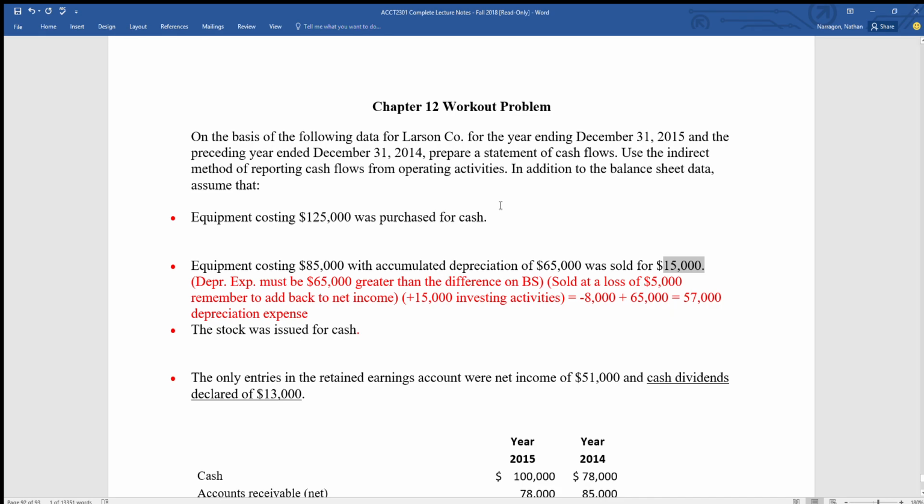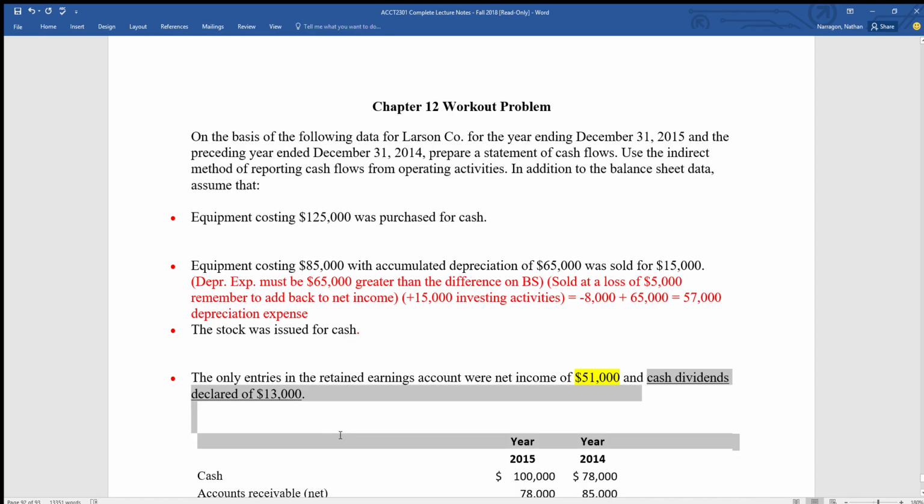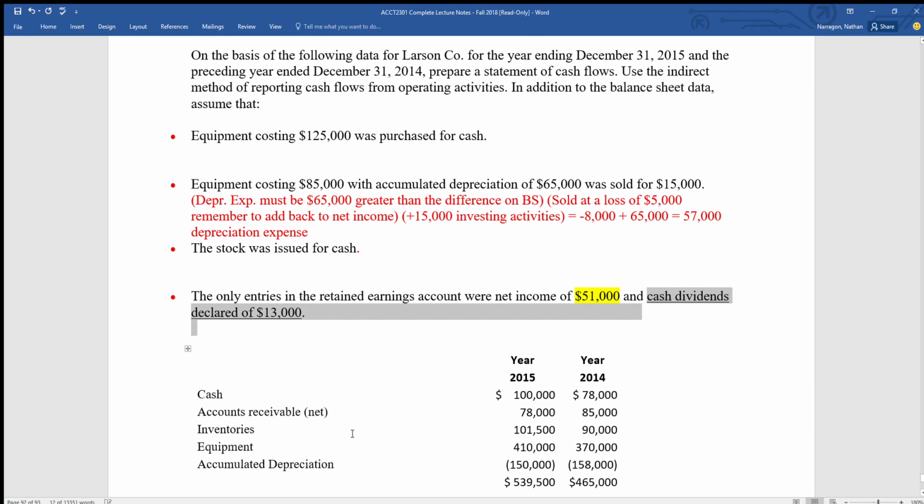Okay. Stock was issued. And the only entries in the retained earnings account were net income of $51,000, which we're going to need to know, and cash dividends declared of $13,000. Okay, remember this was declared, so we're probably not going to have too much to deal with that.